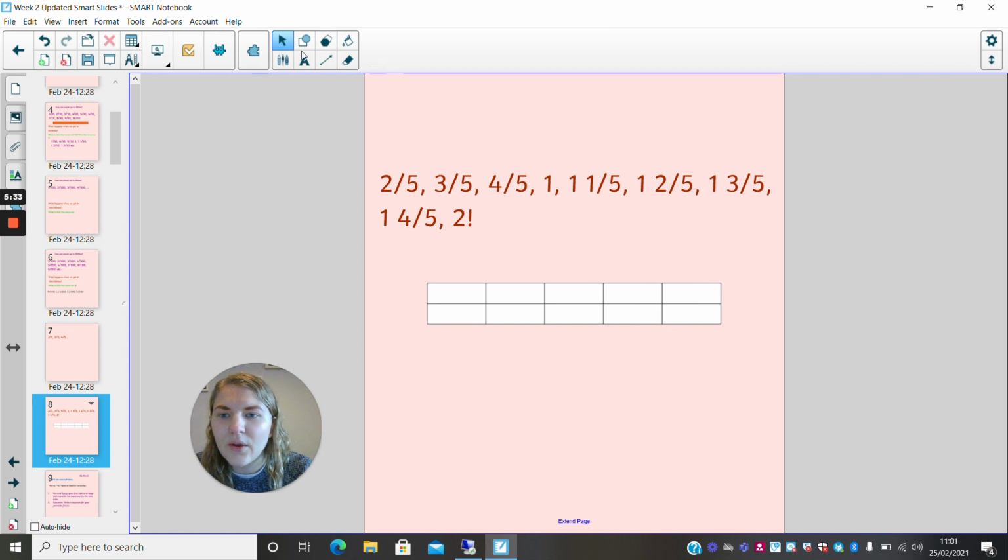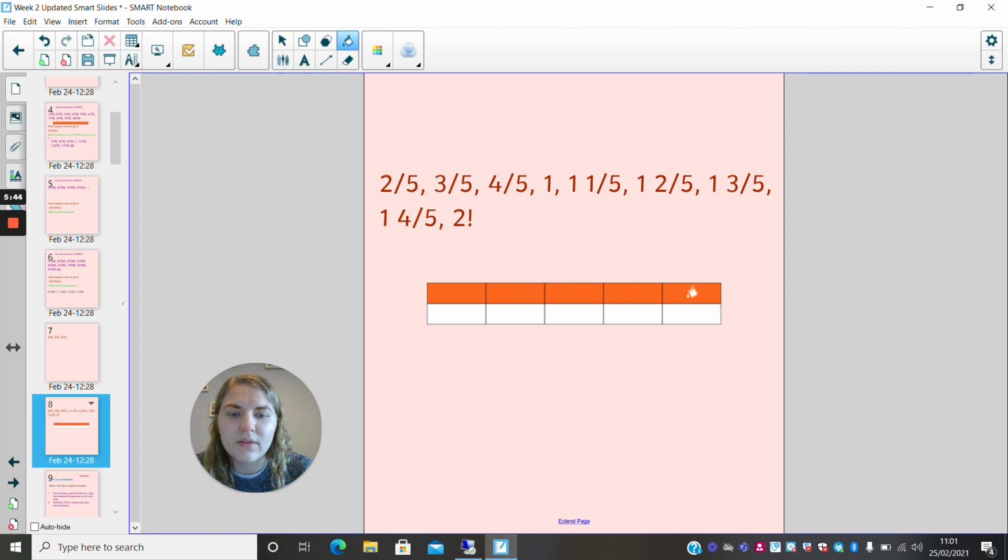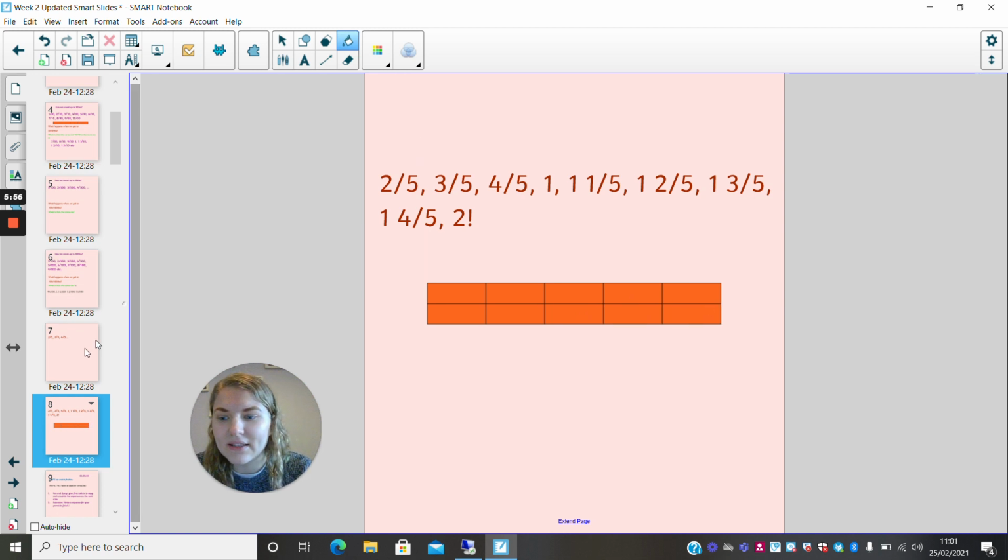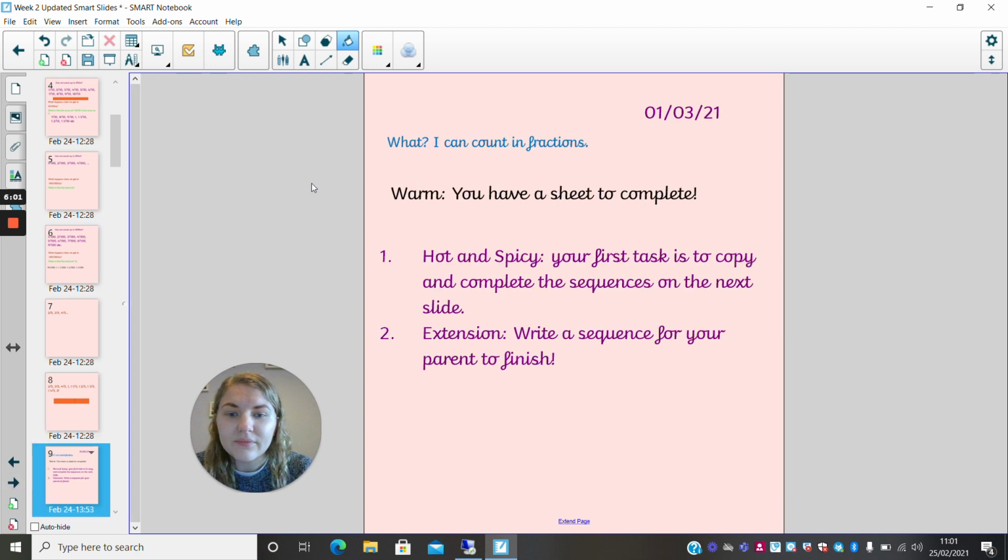There it is. It's going to be 5 by 2. All right, so already we have got 2/5 coloured in. Okay, then we've got 3/5, 4/5, 1 whole. Okay, and then you've got 1 whole and 1/5, 1 whole and 2/5, 1 whole and 3/5, 1 whole and 4/5, 2. Okay, hopefully that's starting to make sense. See that children, bar models are always the way forwards.